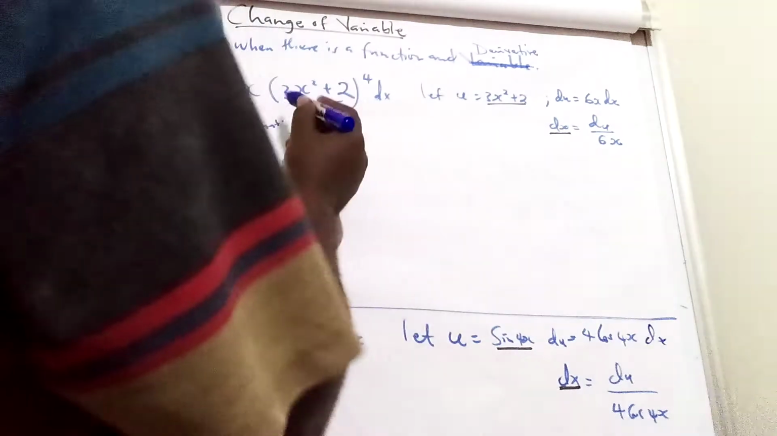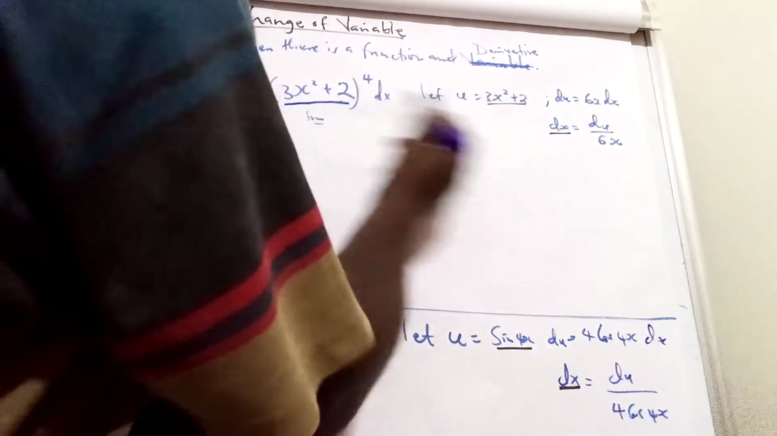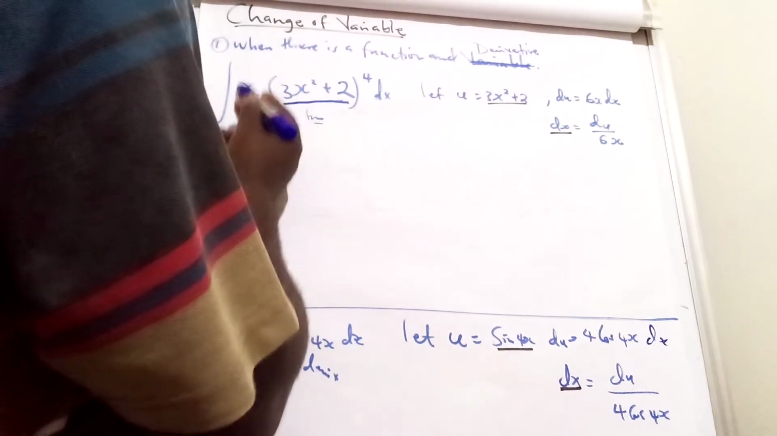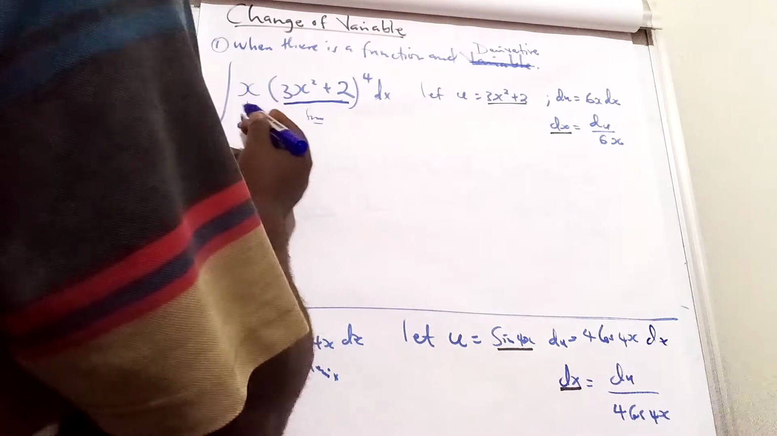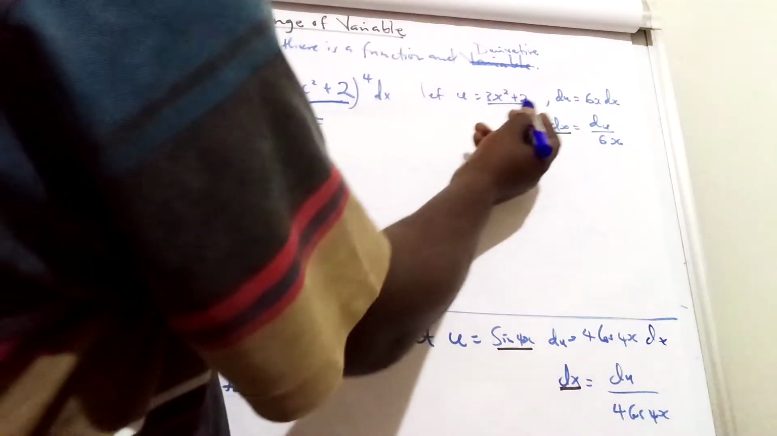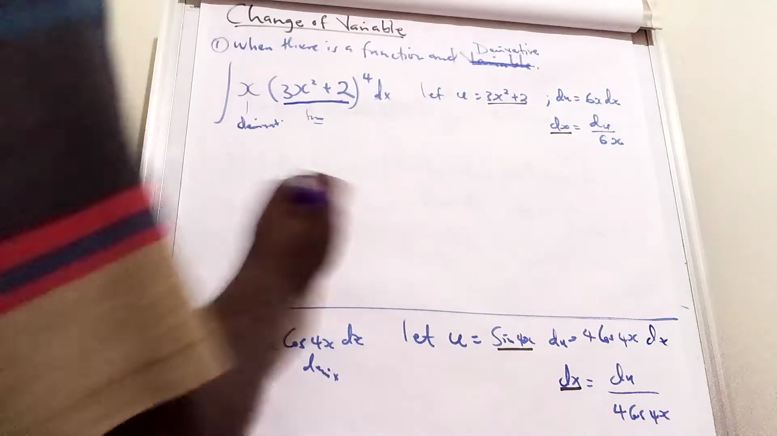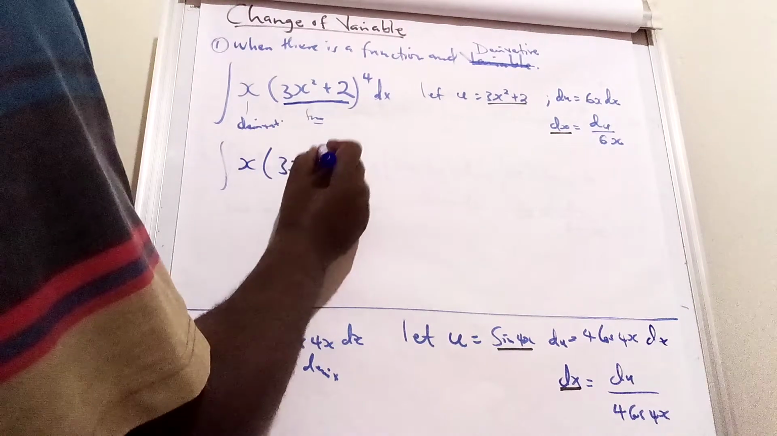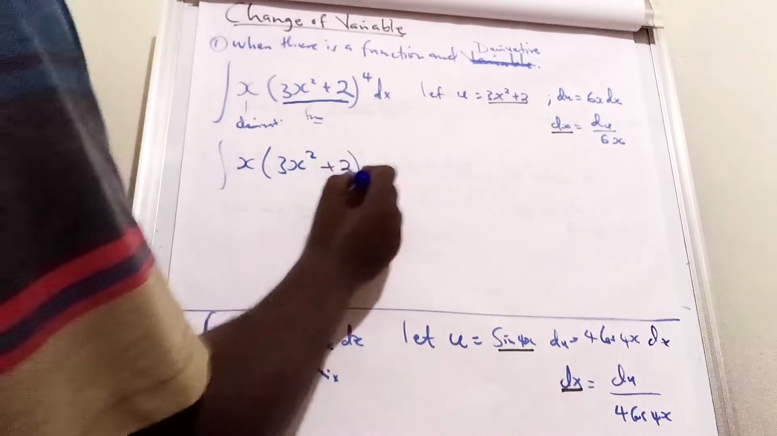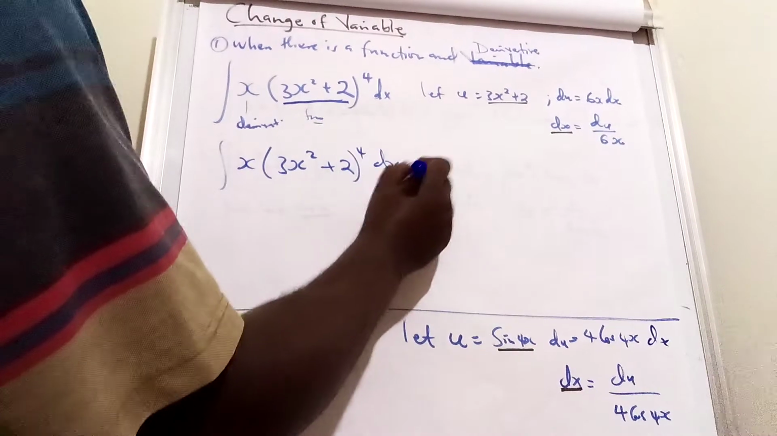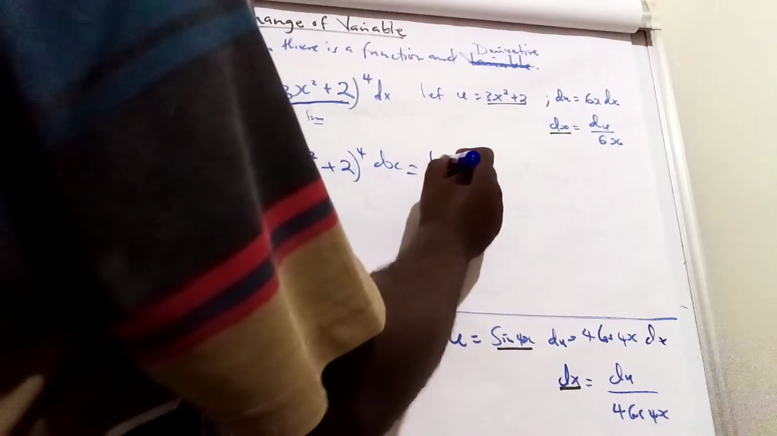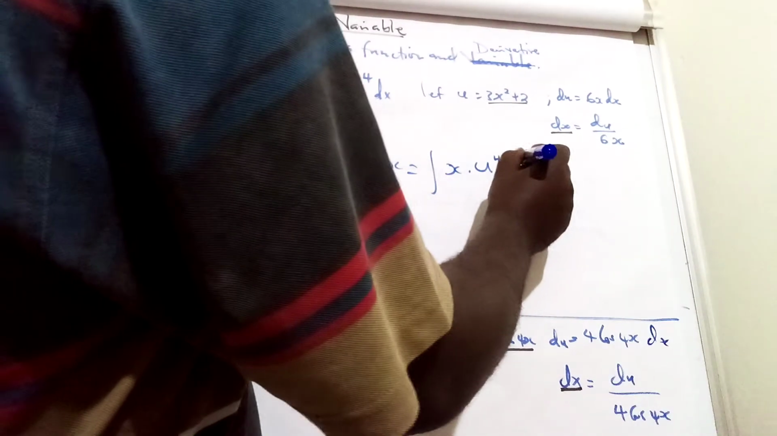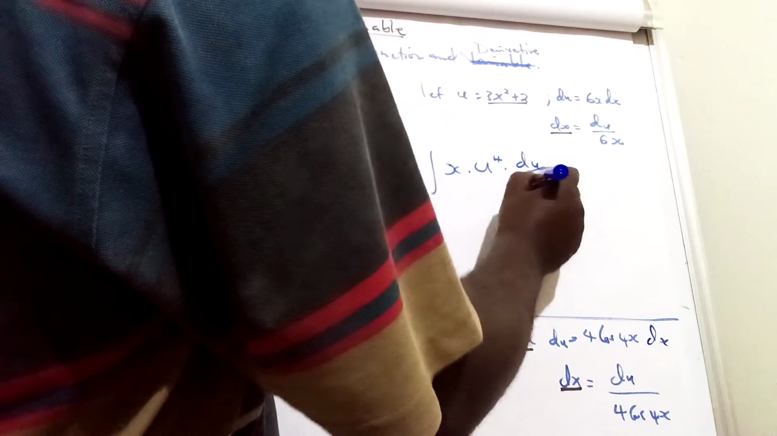So we are going to substitute 3x squared plus 2, we replace it with u. We want to replace x, it will find its way, and then we replace dx. So these underlined ones are the ones we are substituting. Should be x into 3x squared plus 2 to the power 4 dx. This should be integral of x times u to the power 4 times du over 6x.